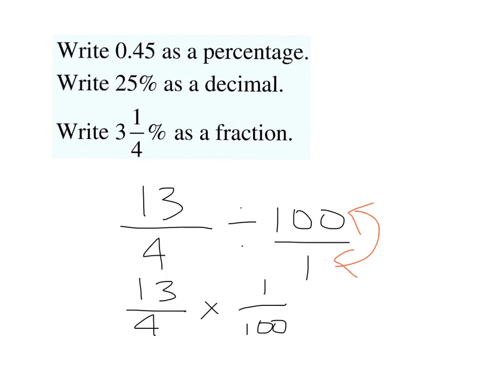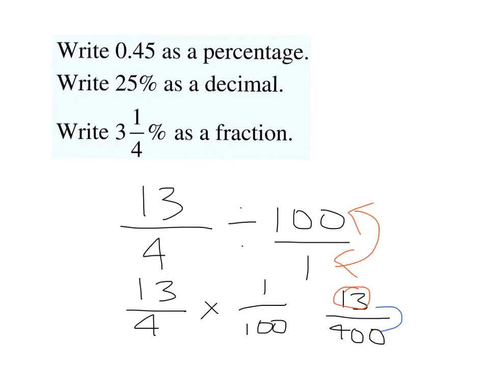Okay, so 13 multiplied by 1, 13. 4 multiplied by 100, 400. That is my answer of 3 1/4% as a fraction. It's 13/400. Last thing I need to do is see if there is a common factor between those two. There is not. 13 is a prime number, so there is no common factor, therefore I cannot simplify that number, so that's my answer.